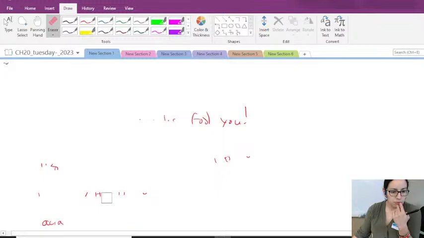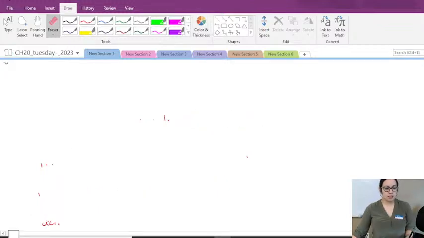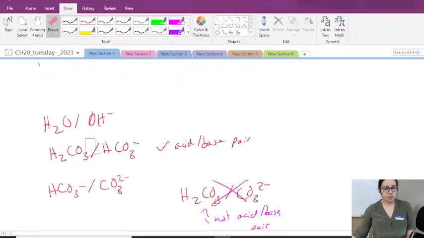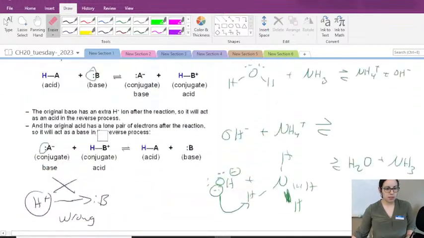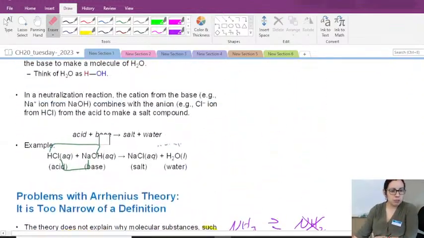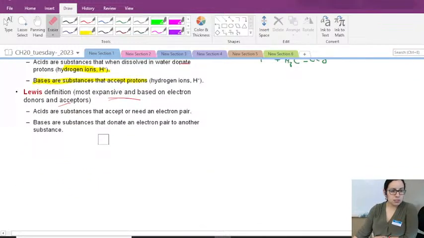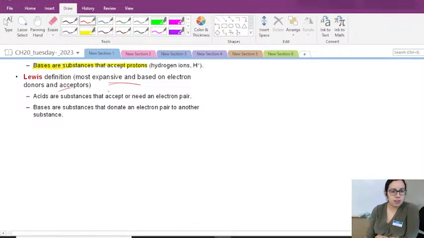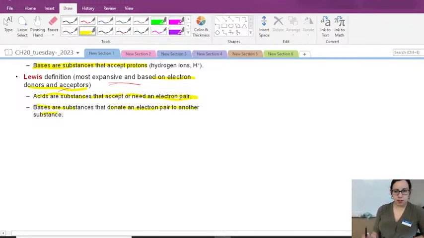And so that kind of leads us into our last definition. We'll go back to those conjugate base pairs, but we don't really talk in depth about this last one. The last one is the Lewis definition, and this is really the best definition. It's based on electron donors and acceptors. So acids are any substance that can accept or needs an electron pair, and bases are substances that donate an electron pair.